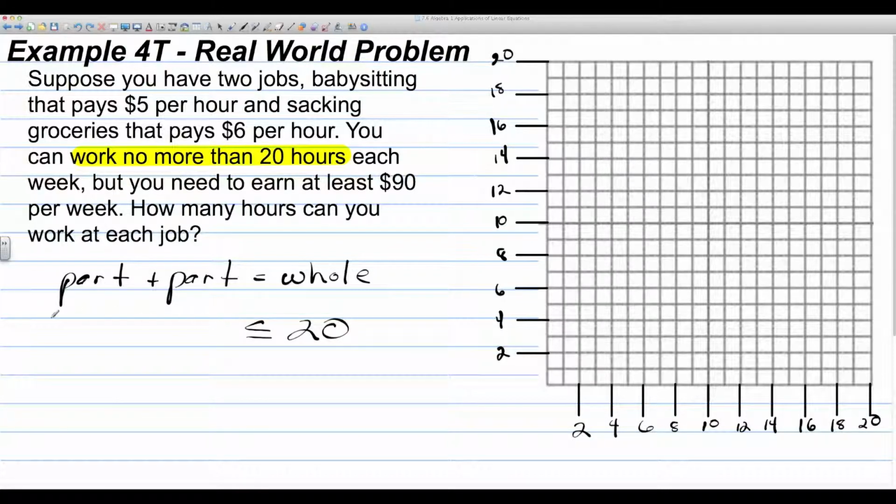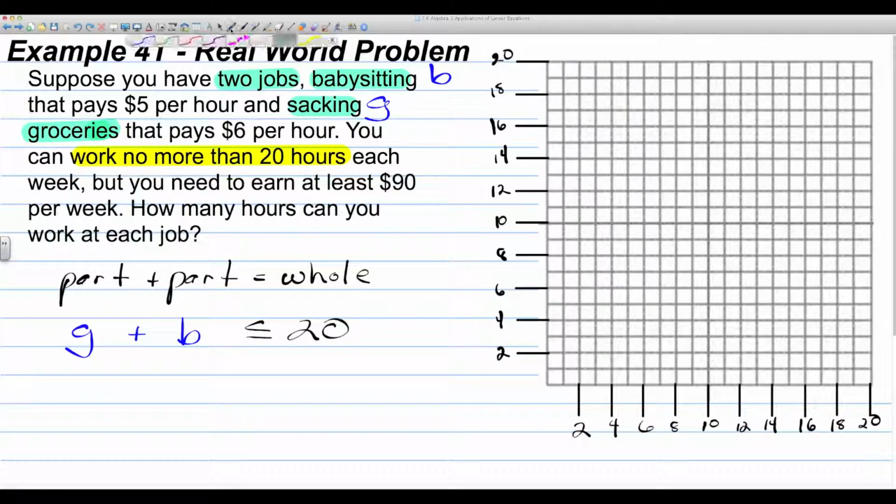Now, what do I mean about these? The 2 parts. What are the 2 parts that I'm talking about? The 2 parts are, in this problem, the fact that you have 2 jobs. The first job's babysitting, and the second job's sacking groceries. Another term for that would be bagging groceries. So if we pick variables that are meaningful in this case, let's say B for babysitting and G for sacking groceries, the number of hours sacking groceries plus the number of hours babysitting has to be less than or equal to 20, our whole.